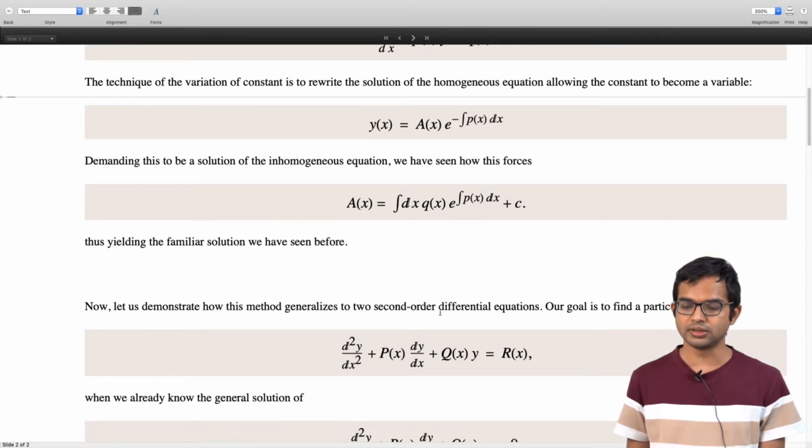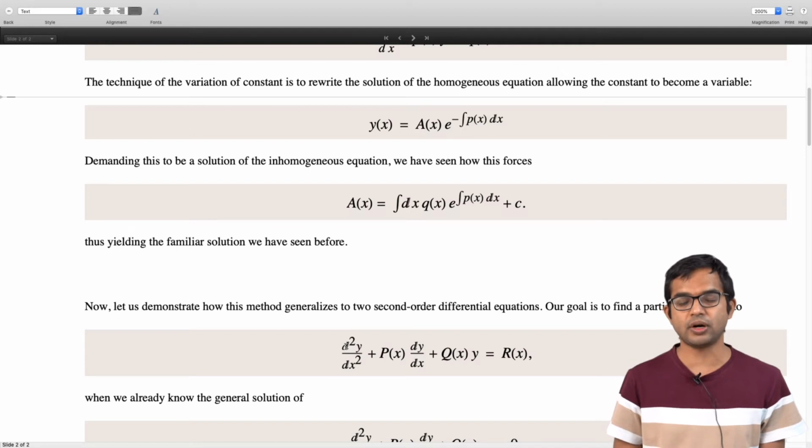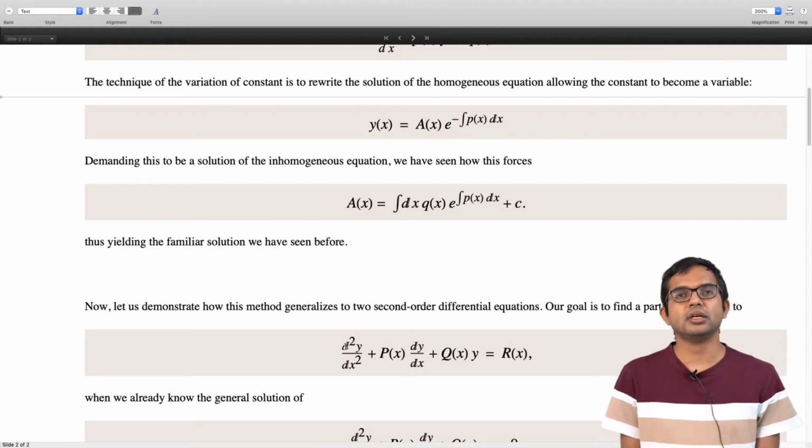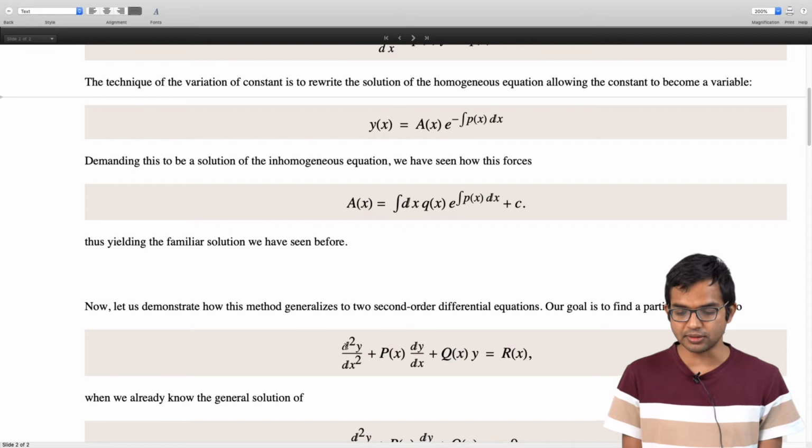So our goal is to start with a differential equation of this kind. So you have d squared y by dx squared plus p of x times dy by dx plus q of x times y is equal to some arbitrary function r of x, which lies on the right hand side, right, which we have seen is sometimes called the forcing term.